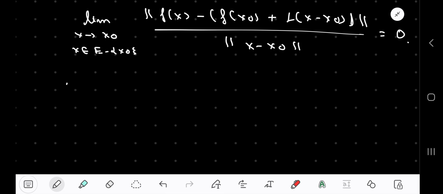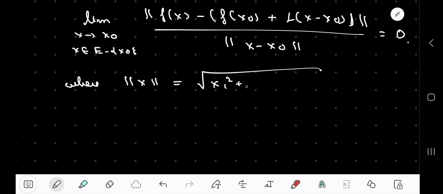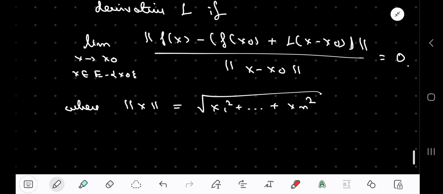Where this norm of x is defined as the root of x1 square till xn square, and the norm of the above will be the similar norm in the m dimensional space.